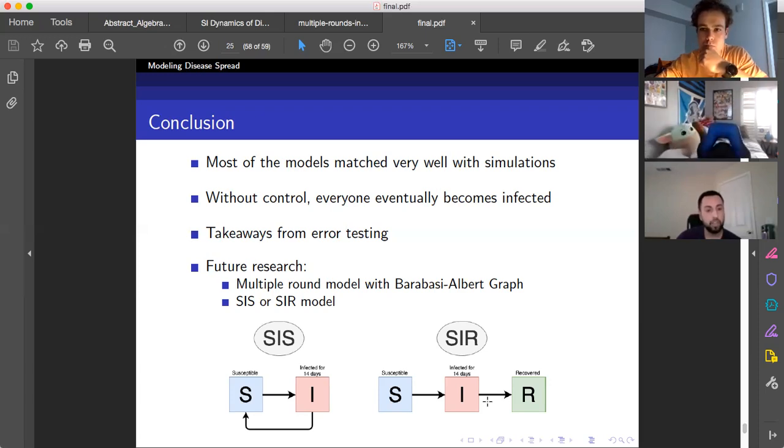And for the SIR model, when someone is susceptible and then goes to infected, after 14 days they would eventually become recovered. That means they would either have antibodies or they would have died from the infection, and then they wouldn't be included in the model. So they just don't keep going back to being susceptible and then getting infected.